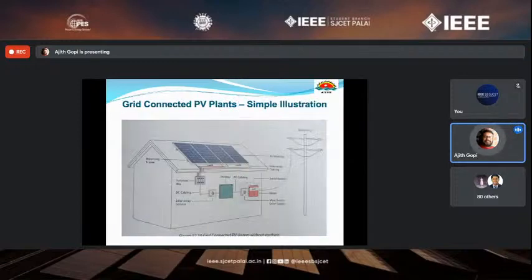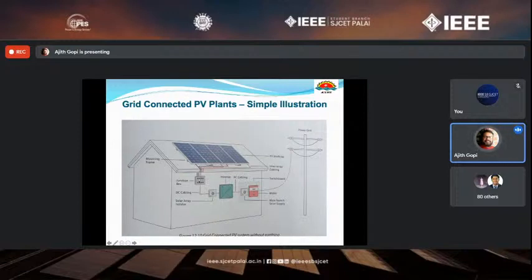A grid connected system, a typical simple illustration will give you the solar modules. You have a junction box. This is a simple kind of illustration. You have a DC junction box, DCDB, or kind of, this is not called a DCDB. It's called a string combiner box or junction box. There are different terminologies used in the industry.